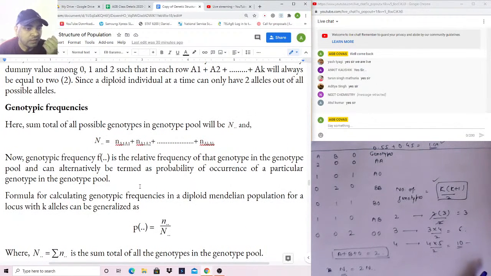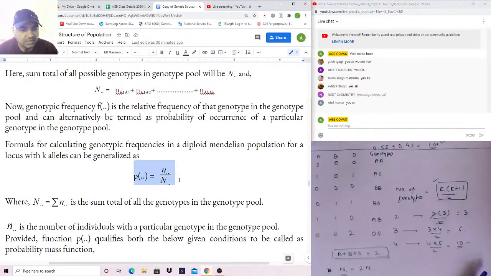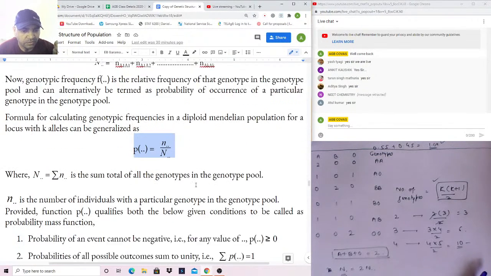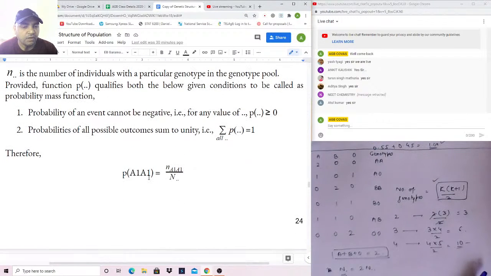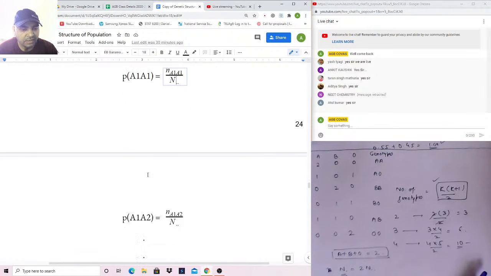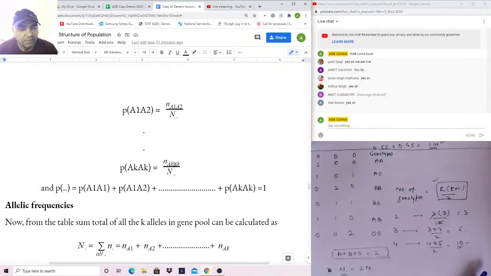Now, how will we calculate the genotypic frequency? This n dot dot will be equal to the sum of all the genotypes present in the population, and we have used this generalized formula for an individual. Similarly, if we want to find the probability of A1, then the number of individuals with A1 genotype divided by the total number of genotypes in the population will give you the frequency of A1. Similarly for AK, and the sum of all these probabilities will be equal to 1.